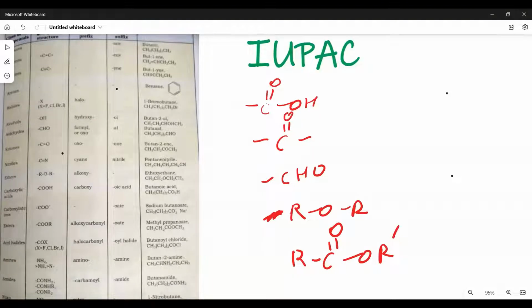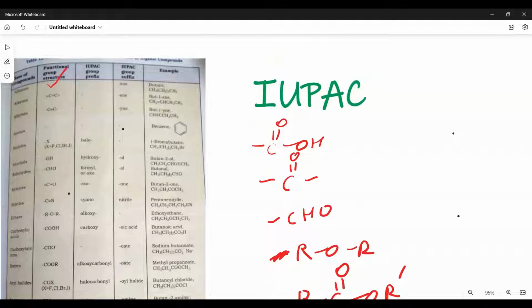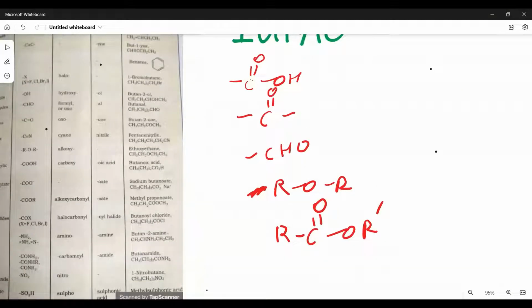In that lecture, we saw the priority rule, in which this table explains the functional group structure, the IUPAC nomenclature as a prefix, and the IUPAC group, which is considered as a suffix. Prefix and suffix are considered according to the priority rule. Now first, we are going to see the case of carboxylic acid. If a carboxylic acid is there, then it will be suffixed as oic acid.